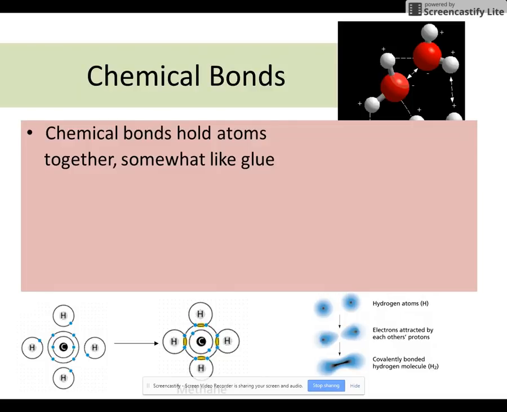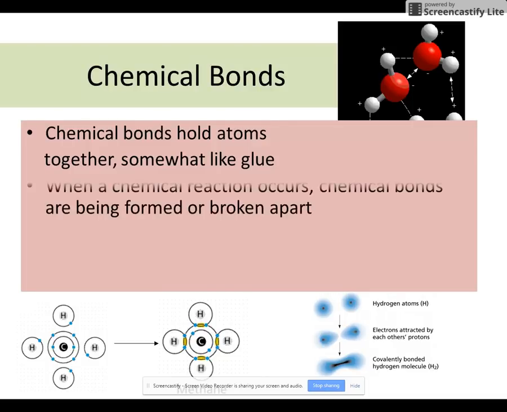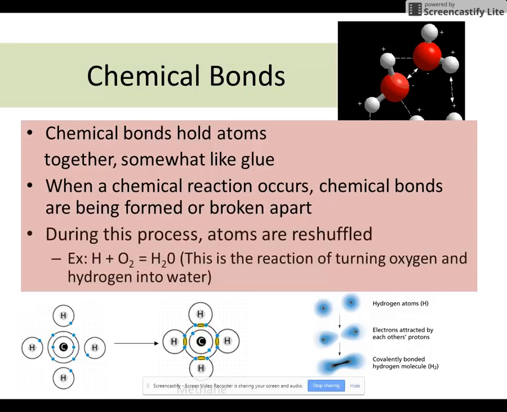When a chemical reaction occurs, chemical bonds are being formed or broken apart. And during this process, atoms are reshuffled. An example: hydrogen and oxygen gas, or O2, equals H2O. This is the reaction of turning oxygen and hydrogen into water.